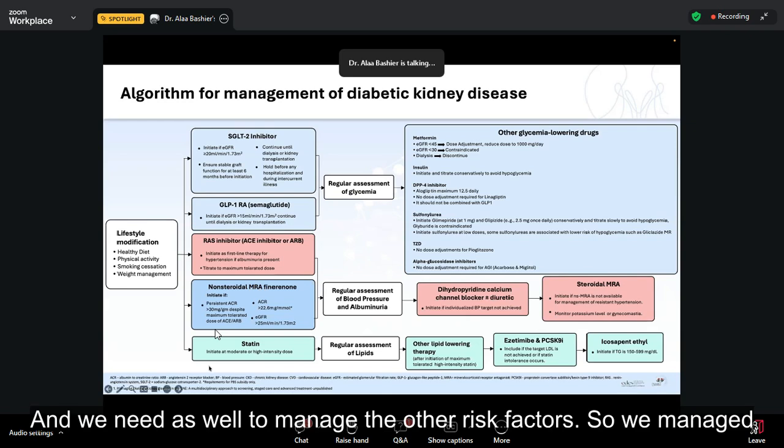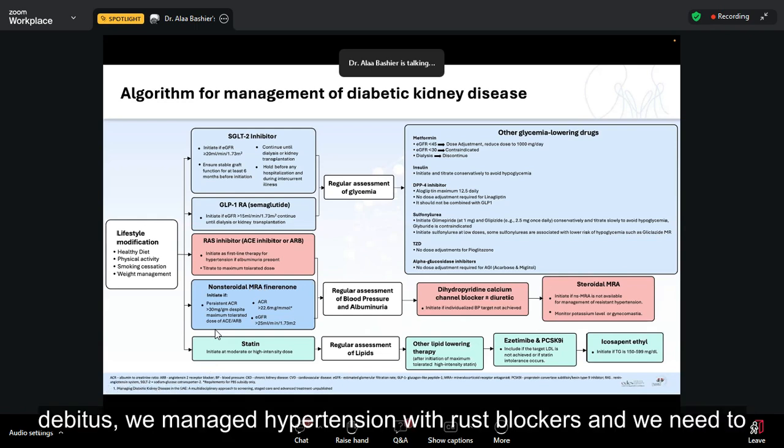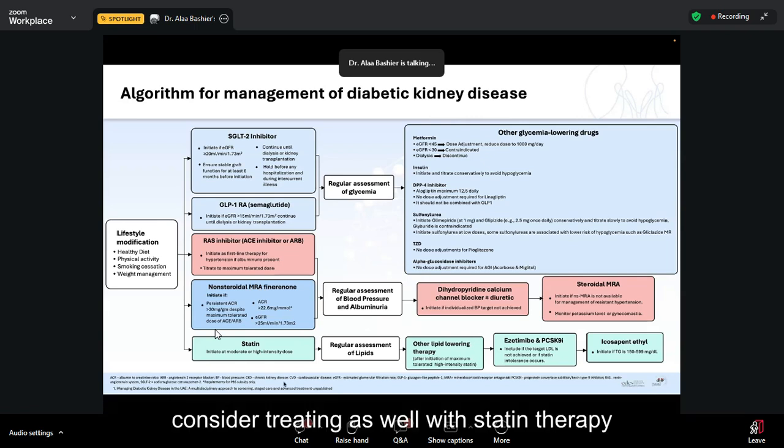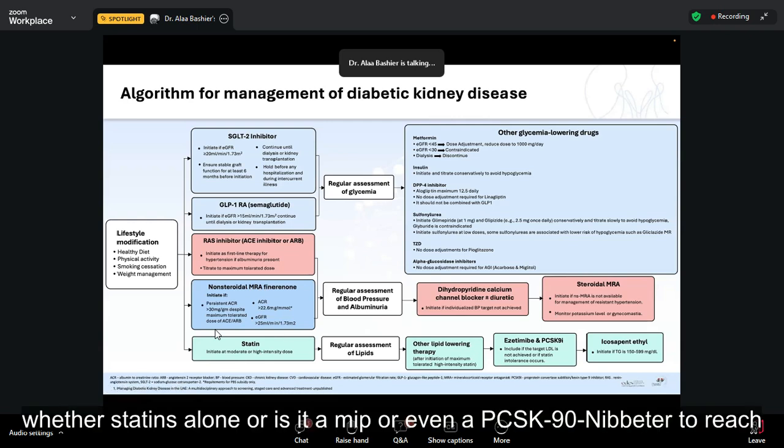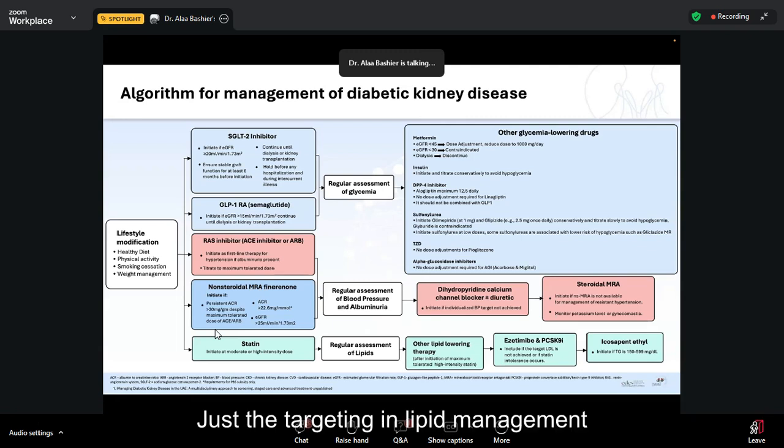We need as well to manage the other risk factors. So we managed diabetes, we managed hypertension with RAS blockers, and we need to consider treating as well with statin therapy, whether statins alone or ezetimibe or even a PCSK9 inhibitor to reach a target.